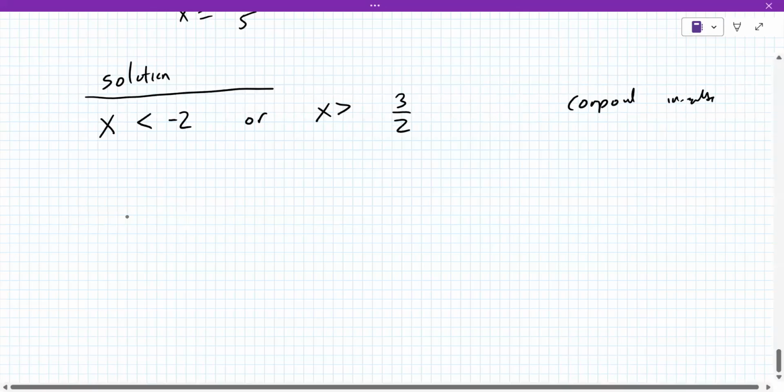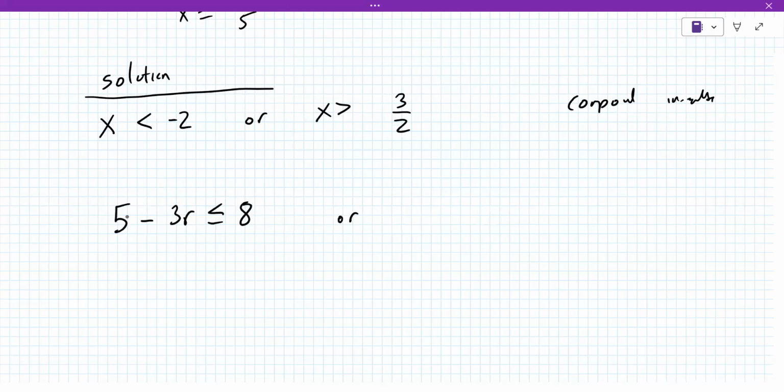So it might be something like this, and they actually switch up the variables. 5 minus 3r less than or equal to 8, or 2 times r minus 1 less than or equal to 7. All right, so would you attempt to solve both of these and tell me what you come up with?